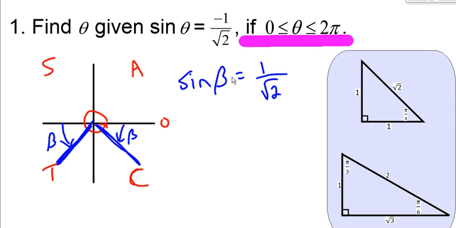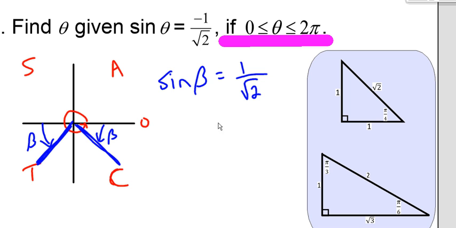So we know that sine, here comes Sohcahtoa, we know that sine is opposite over hypotenuse. And so the root 2 is the hypotenuse. So when I look at these two triangles, this triangle has a hypotenuse of 2. This one has a hypotenuse of root 2. So that's the winner. I need to use this triangle.